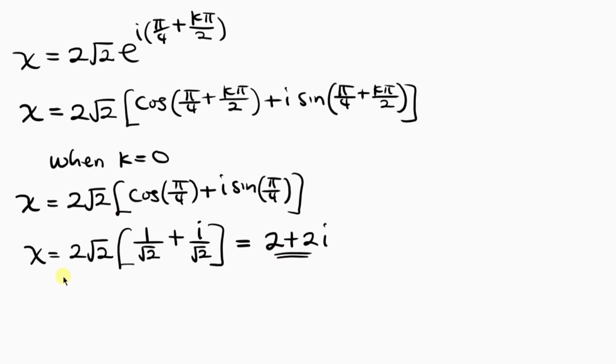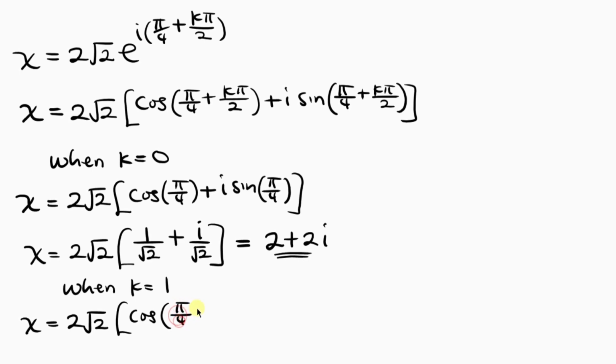Now to get the other solution for x, we say when k is equal to 1. So let's plug in k equal to 1 into this expression. So we have x equal to 2 root 2 times cos pi over 4 plus, if k is 1, 1 times pi, that is pi over 2, plus i sine, we're going to be having the same thing as we have in this bracket, pi over 4 plus pi over 2. Now let's close our final bracket.